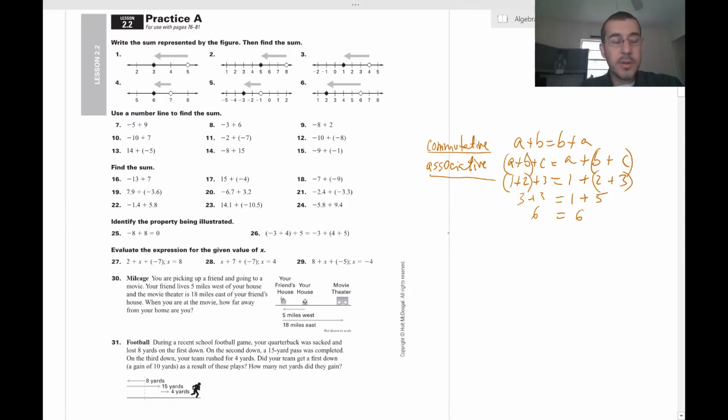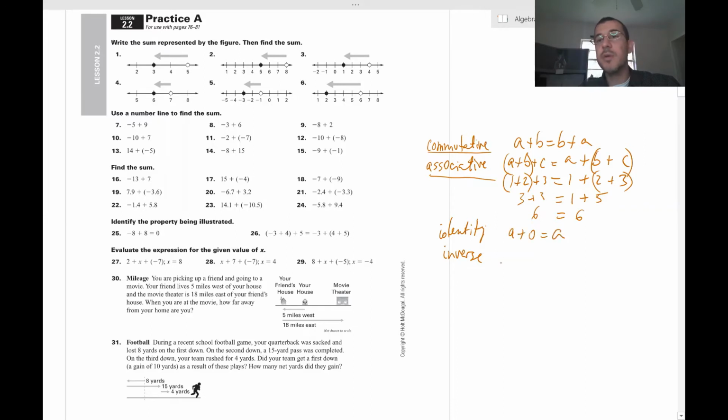Then there are two other ones. One is called the identity property, and the other one is the inverse property. Identity is basically when you're adding a 0 to a number, so it's the same number. So 5 plus 0 is 5, or minus 5 plus 0 is minus 5. That's the identity property. A plus 0 equals A.